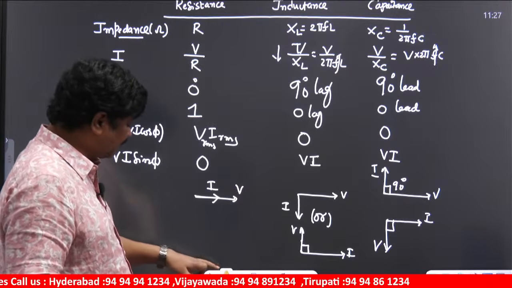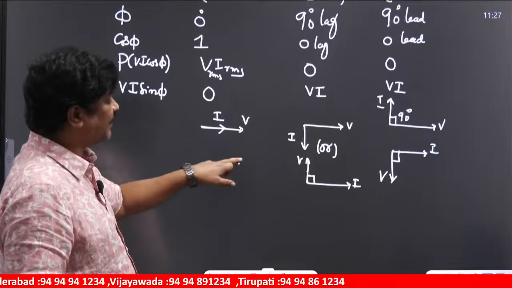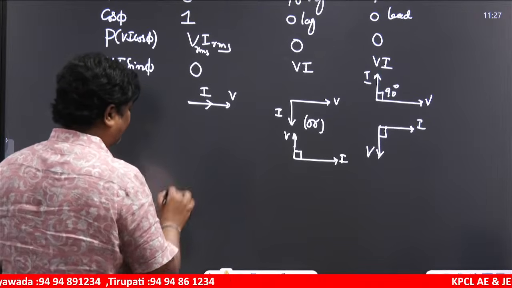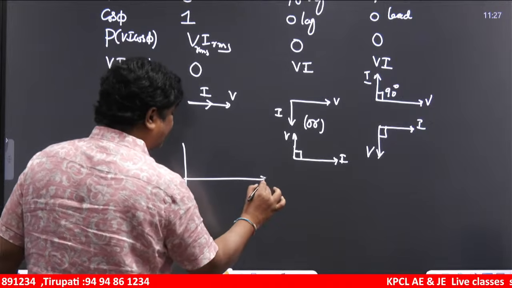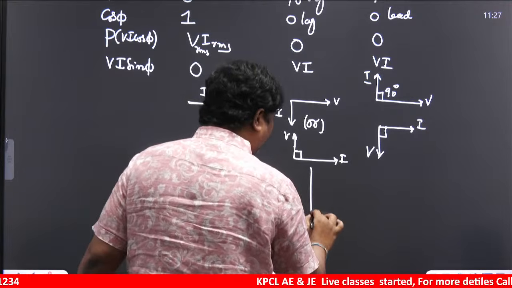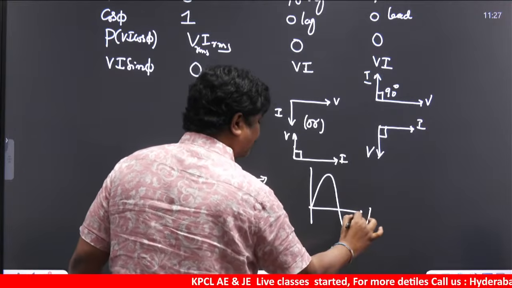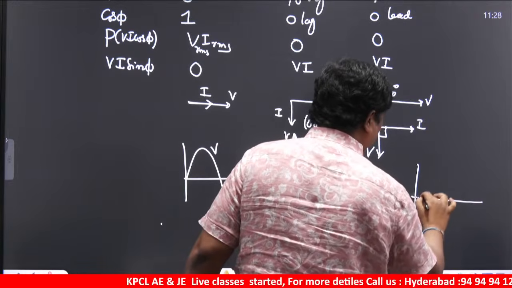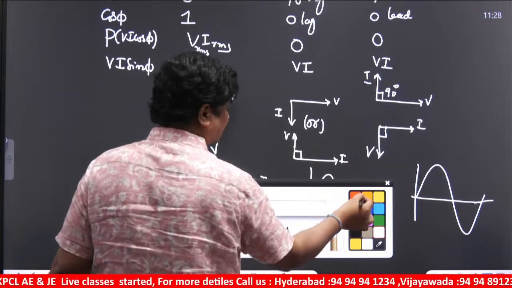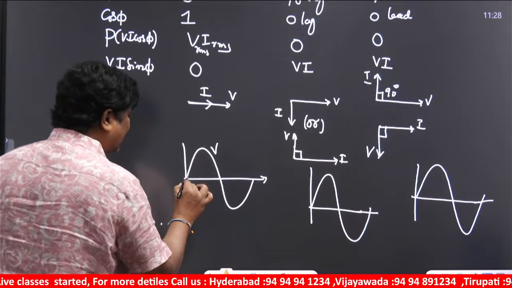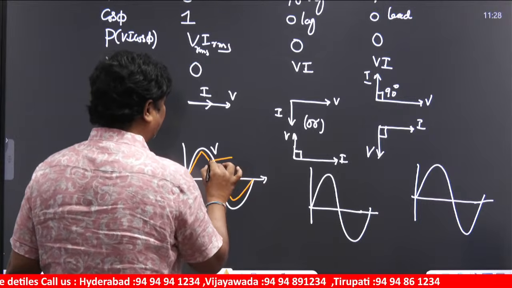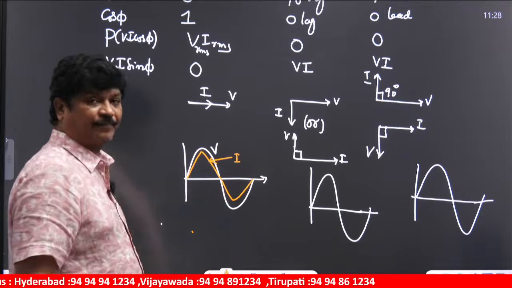If you want to see it in a sinusoidal wave representation, suppose the voltage is here like this. For the resistor, the current starts at the same point and ends at the same point. This is the current I, and this is the voltage V.